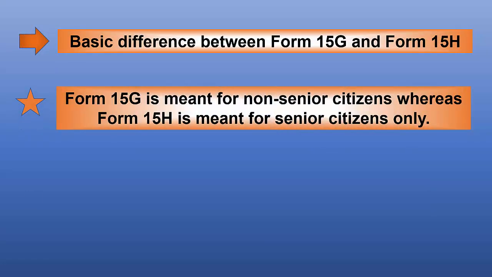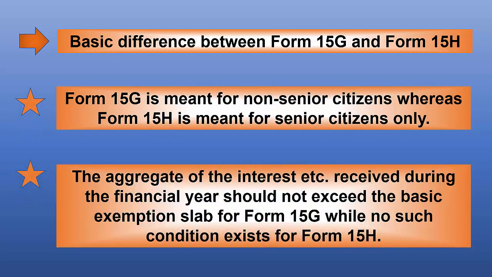Basic difference between Form 15G and Form 15H. Form 15G is meant for non-senior citizens, whereas Form 15H is meant for senior citizens only. The aggregate of the interest, etc. received during the financial year should not exceed the basic exemption slab for Form 15G, while no such condition exists for Form 15H.